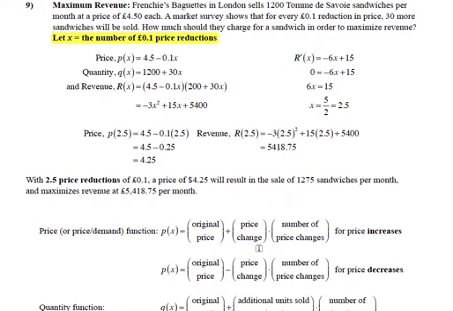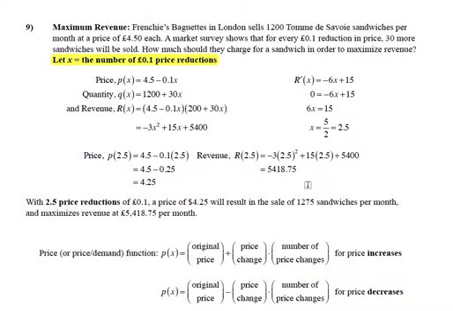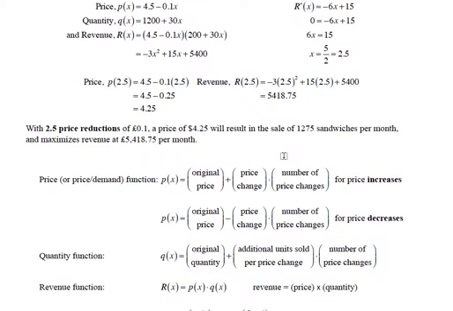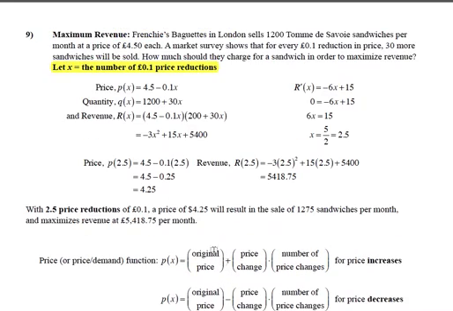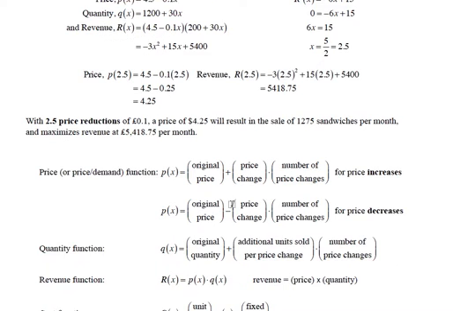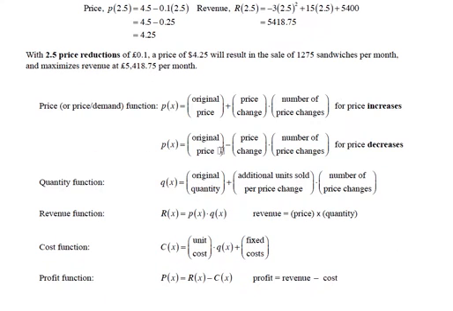So in order to answer the question, all we have to do is read the story and decide how to fill in each of these blanks. Well, it says that they sell 1,200 of these sandwiches at a price of $4.50. Well, that's how many they sell right now, and so that's the original quantity. The price that they charge right now is $4.50, and so that's the original price.